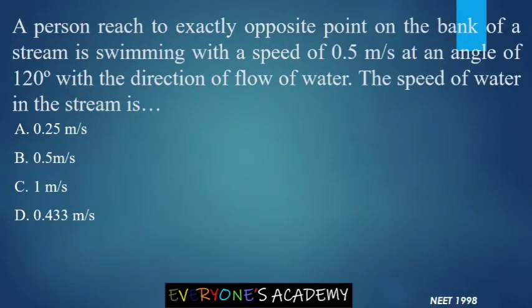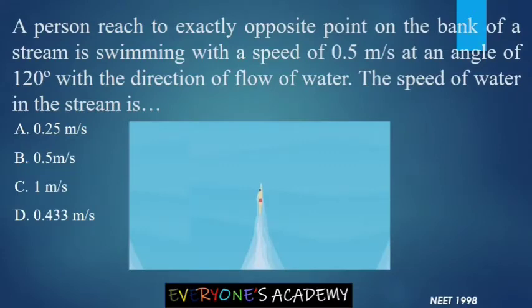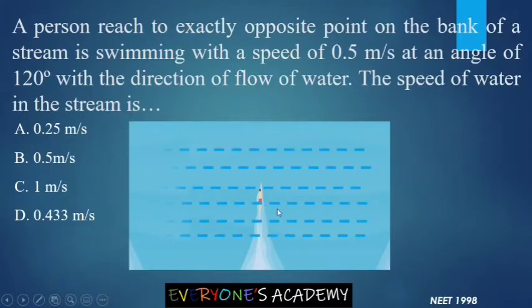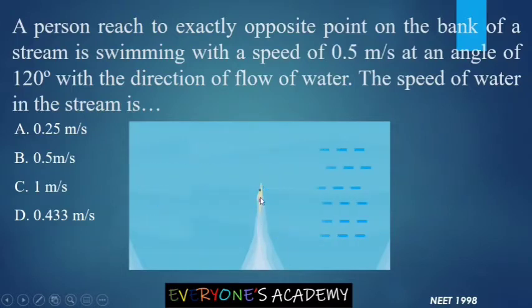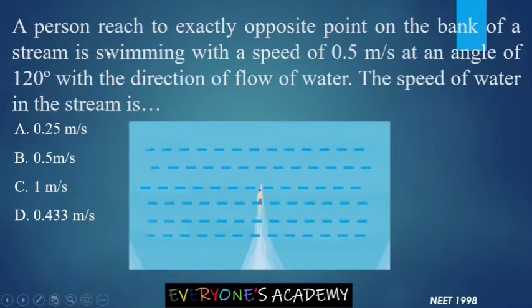Next problem. A person reached exactly the opposite point on the bank of a stream. That means a person is moving in a flowing stream. Let us assume that the direction of the flowing stream is this. He reaches exactly the opposite point on the bank. That means he is moving perpendicular to the bank. But this movement is the output of two different vectors. One is the swimming direction and the other one is the river flow. Let us see what is given next.